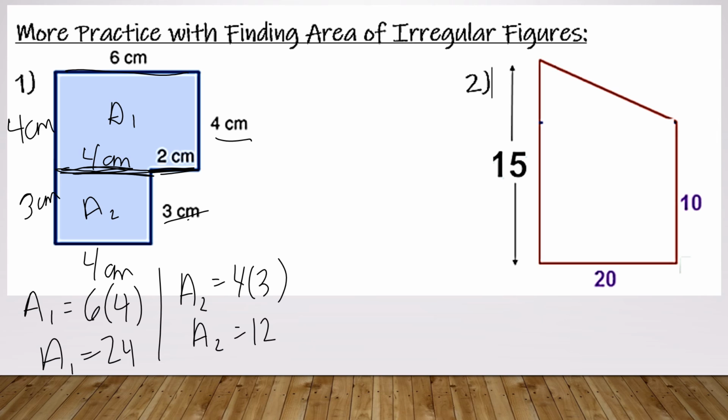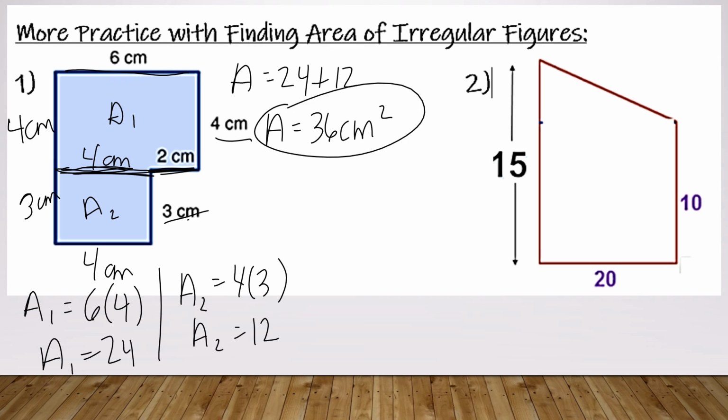So you'd have 12. And then to find the whole area, I'm going to add the first area plus the second area together. And I end up getting 36 centimeters squared. Again, you don't need to put the units on until the final answer if you want to save yourself some time. For number 2, so this is actually called a trapezoid.